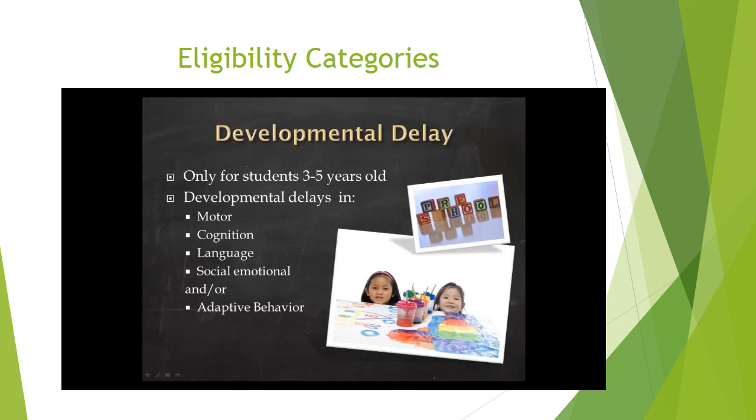Developmental delay is an eligibility category solely for students 3 to 5 years of age. Students with developmental delay are preschoolers with delays in the areas of motor, cognition, language, social, emotional, or adaptive skills.